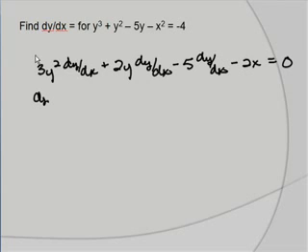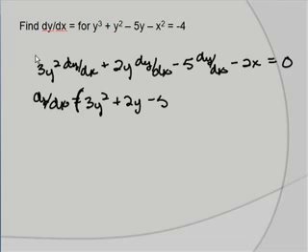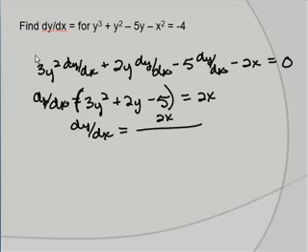So if I take out the dy/dx, whoops, factor it out, we get 3y squared plus 2y minus 5. And then I move that 2x over. So I then solve for dy/dx. So that means I divide both sides by that whole quantity in the parentheses. So we get 2x over 3y squared plus 2y minus 5.